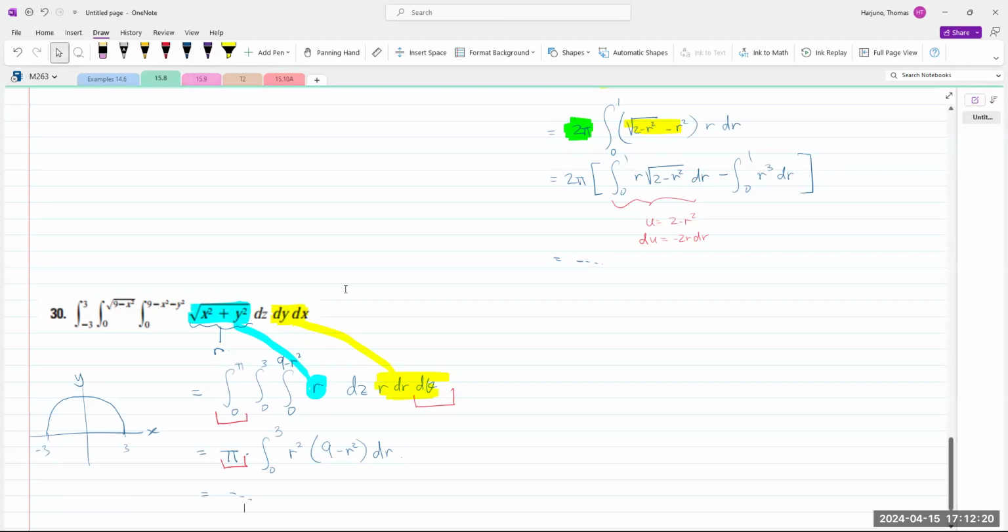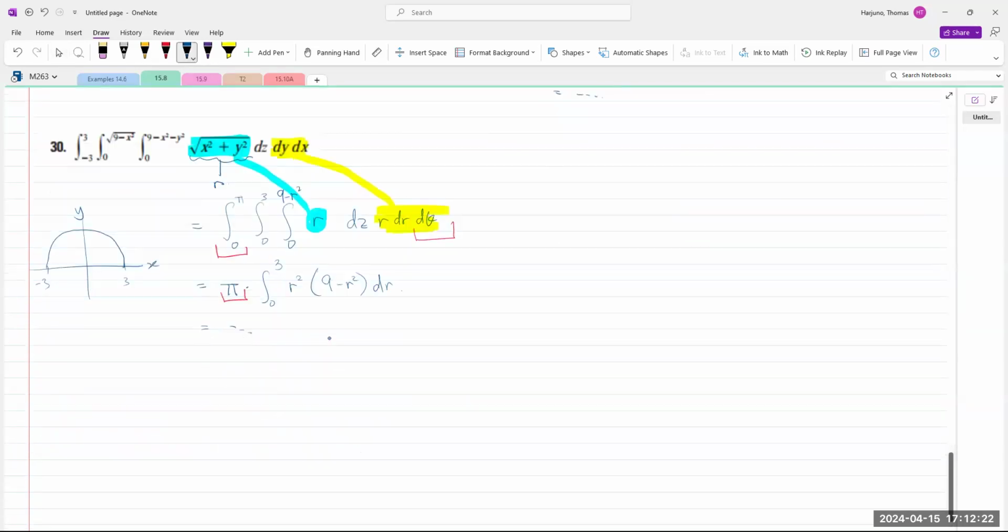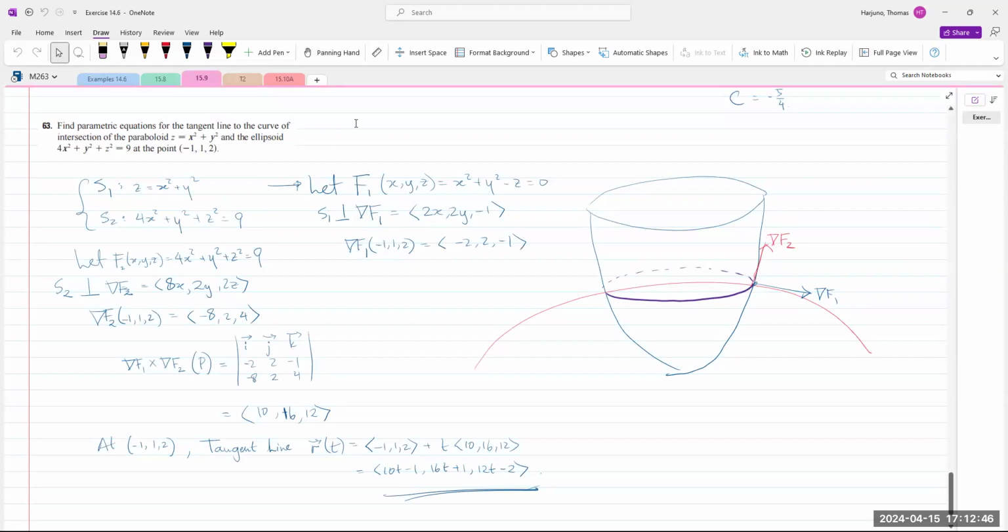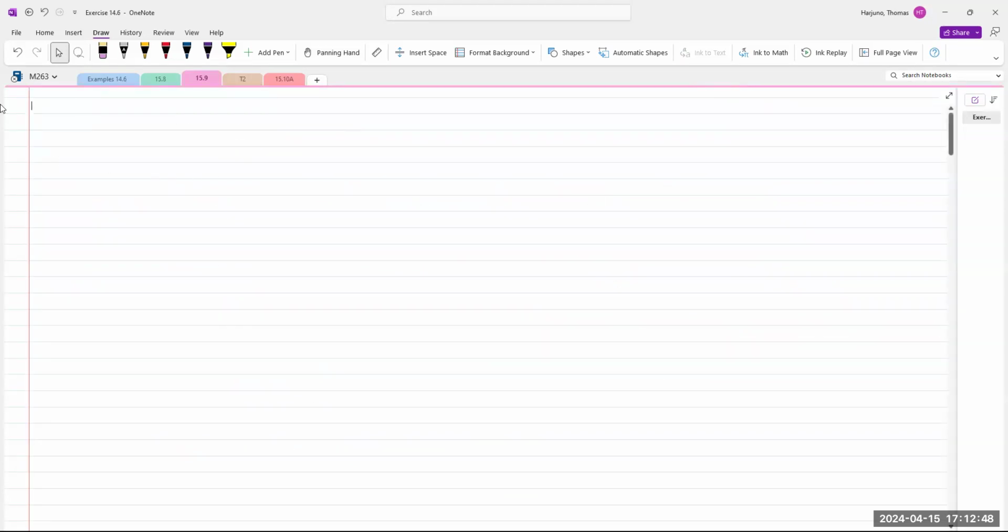Suggested homework from here. From this 15.8, do number 1 to number 30, just do the odd ones. That's for 15.8. Let me move on to 15.9. 15.9 is triple integrals in spherical coordinate system.